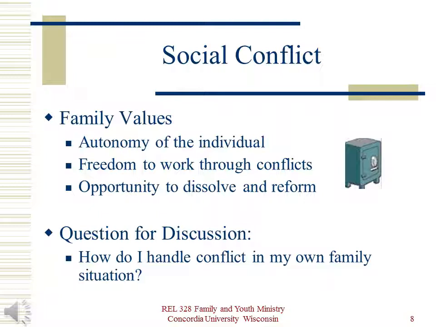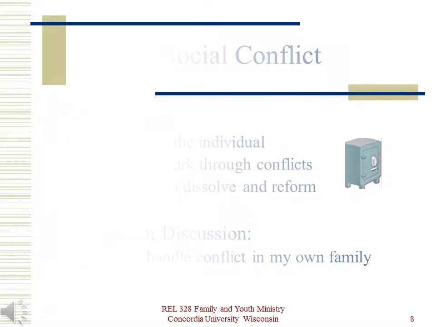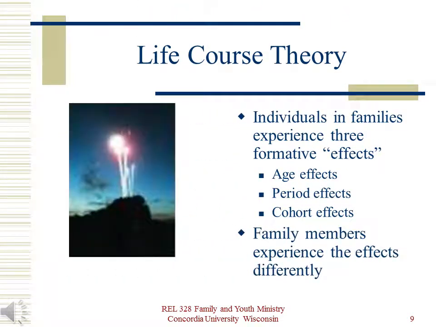Well, now it's time to move on to our next family theory, which is called life course theory. Life course theory is really interesting. In fact, it's probably one of my favorites, coming in a close second to structural functionalism, because in life course theory, individuals in families are the center. We look at the individual, but it recognizes that individuals are experiencing three formative effects, and we call these age effects, period effects, and cohort effects. And family members experience these effects differently.